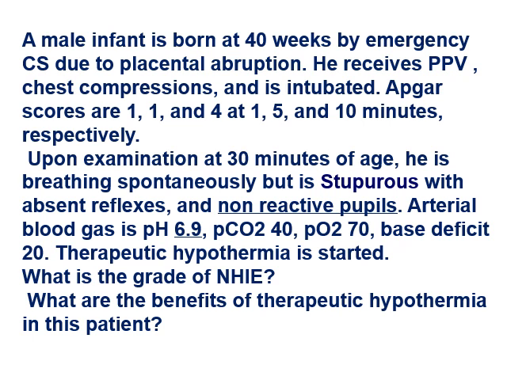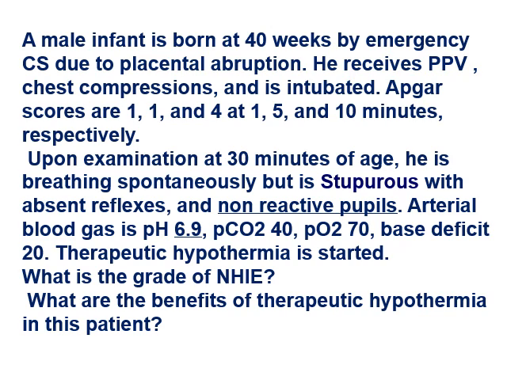This is another case, a male infant, full term, 40 weeks, emergency section, with placental abruption, that's the cause of the emergency section. He also received positive pressure ventilation, chest compressions, and was intubated, so he was exposed to intensive, aggressive resuscitation management. Apgar was 1, 1 and 4, at 1, 5 and 10 minutes. So at 5 minutes the Apgar score was 1, less than 3.